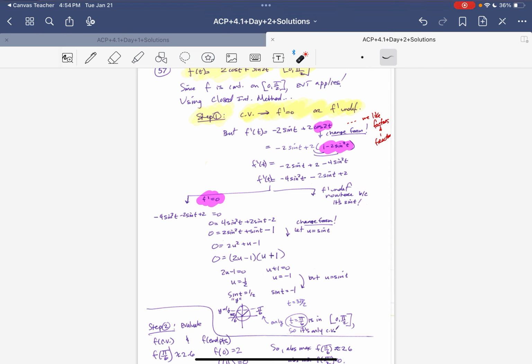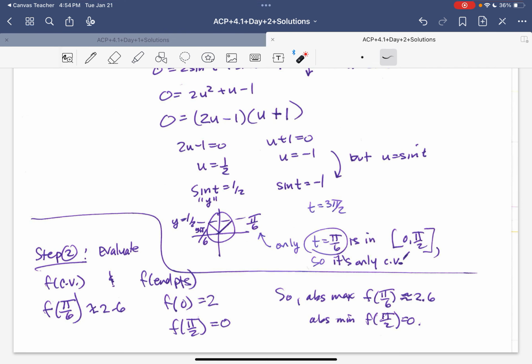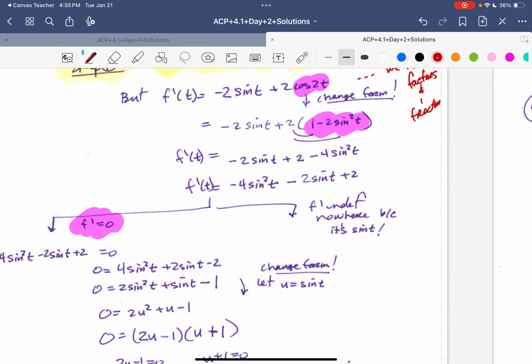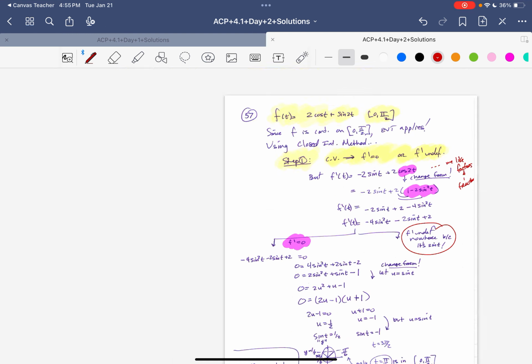So all of these were critical values for the function, but the only one that's critical to the current conversation is pi over 6. So step 3 is we evaluate f of my critical value and f of my endpoints. Step 3 just says, look, the biggest one that you see there is your absolute max. The smallest is your absolute min. And then where's that undefined? Just so you know, nowhere, because it's sine of t, right?